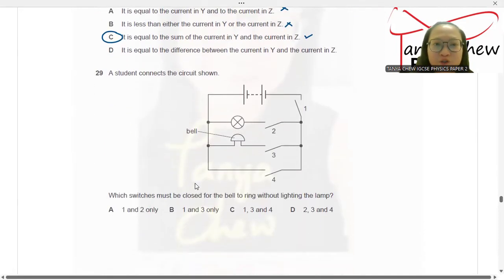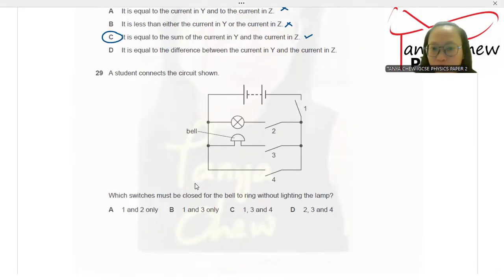Number 29, a student connects the circuit shown. Which switches must be closed for the bell to ring without lighting the lamp? This is the bell. If I want the bell to ring, I have to close this circuit and I have to close the main circuit in order for the current to flow out from here and go to the bell and back to the negative terminal. So it is 1 and 3. So the answer is B.